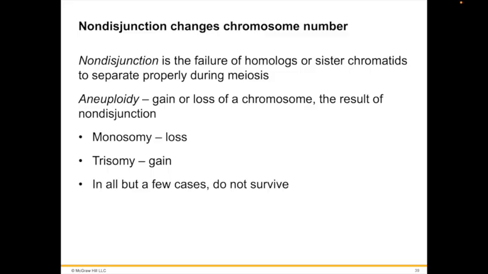So far, we've been considering only single gene disorders. There are also clinical syndromes due to changes in chromosome number. The failure of homologs or sister chromatids to separate properly during meiosis is called non-disjunction. This failure leads to the gain or loss of a chromosome, a condition known as aneuploidy. The frequency of aneuploidy has been estimated at 7 to 10% of clinically recognized conceptions.